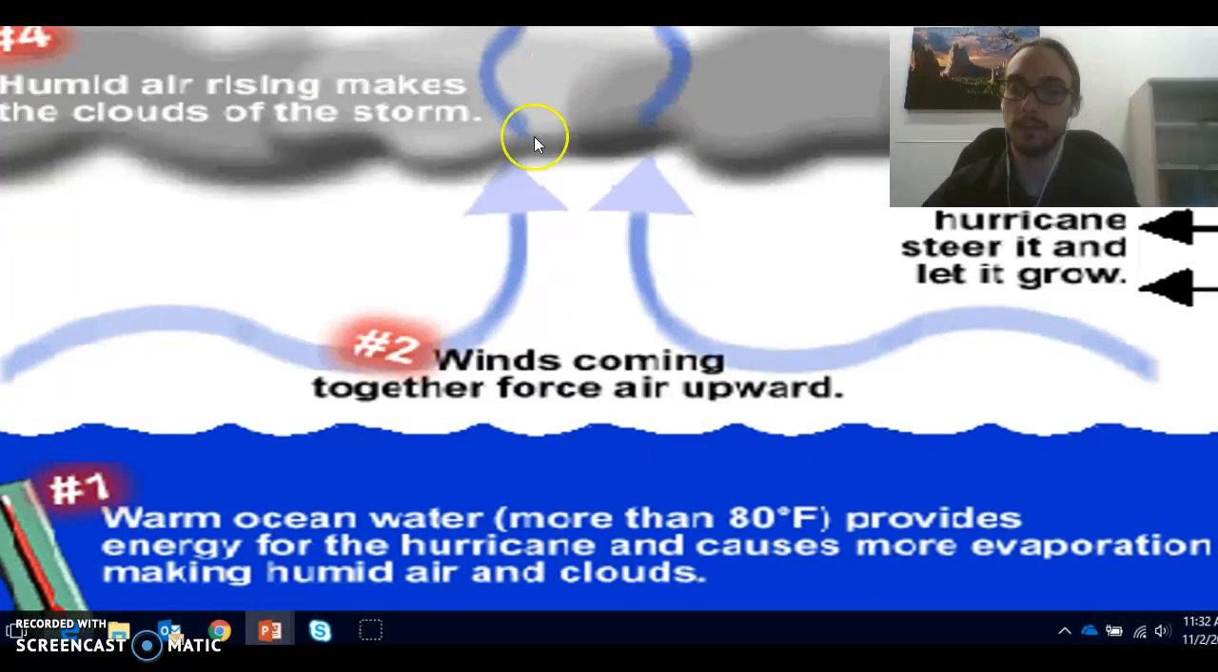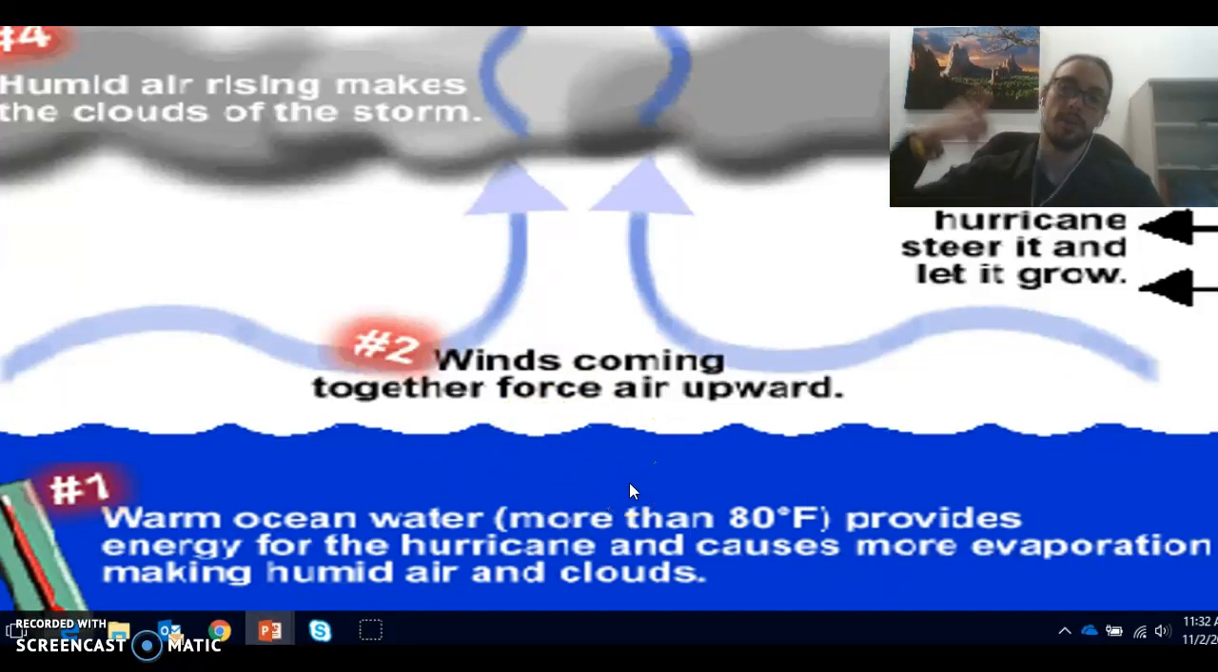You should look at this a little more than what I'm going to go over. So warm ocean water, it's got to be more than 80 degrees Fahrenheit, provides that energy. Like I said, heat is energy. So global warming means more energy to the system, more severe storms.